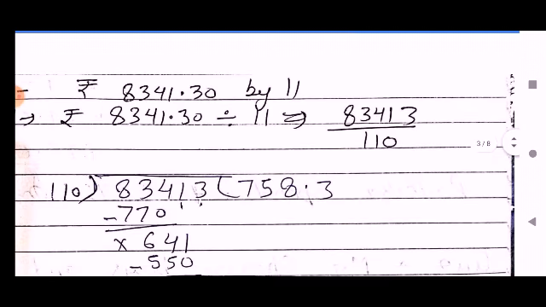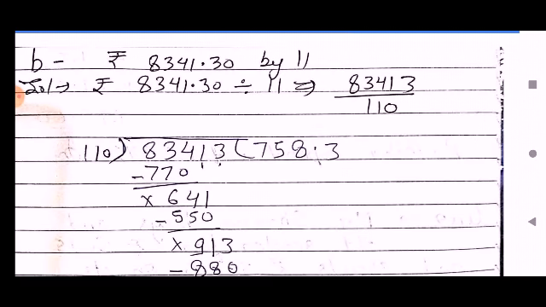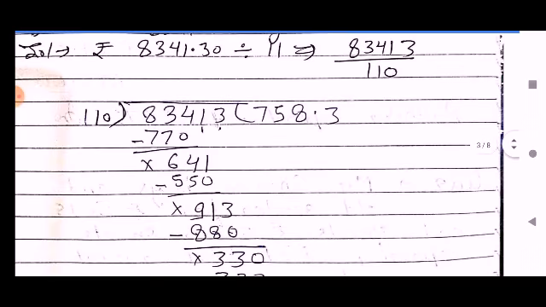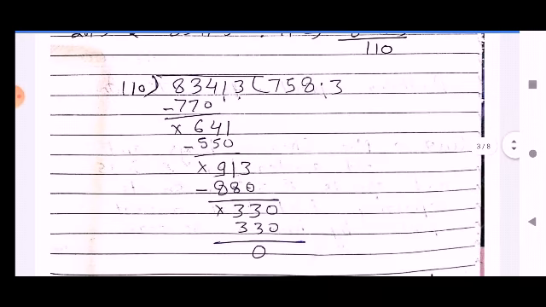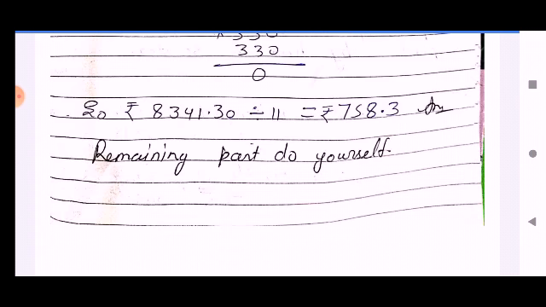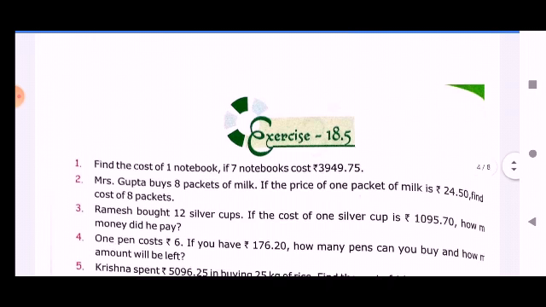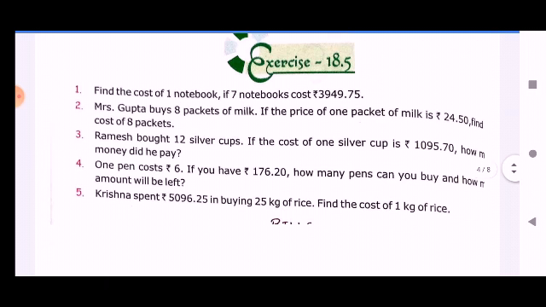Next, similarly, we have to divide 8341.30 by 11. You can do this now. In the previous classes you have learned about division. Similarly you have to do this division. All the remaining parts you have to do by yourself. Next we will move on to the next exercise.